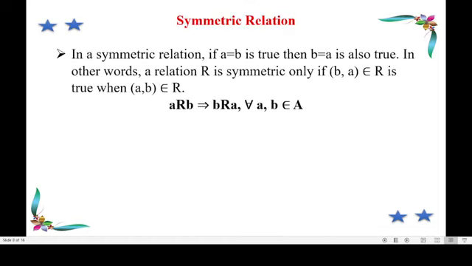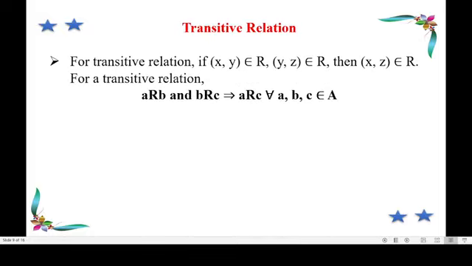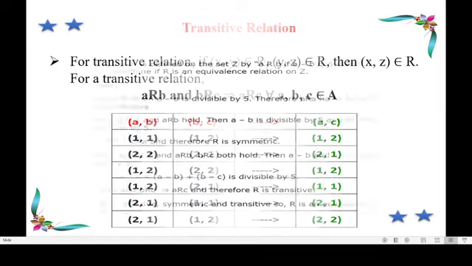Next, let us consider symmetric relation. In a symmetric relation, a R b implies b R a. Then let us consider transitive relation. If a is related to b and b is related to c, then a is related to c, for all a, b, c belongs to A.